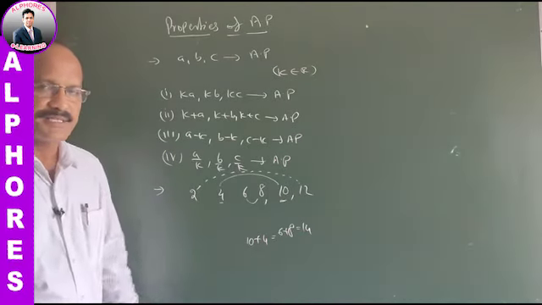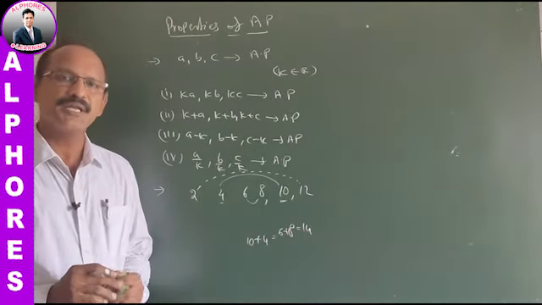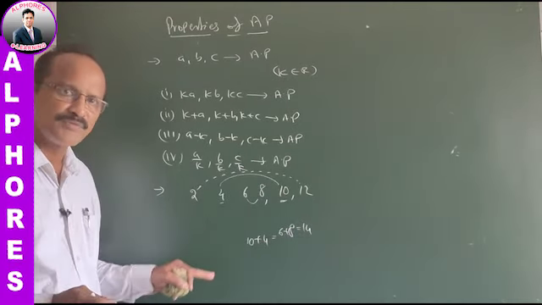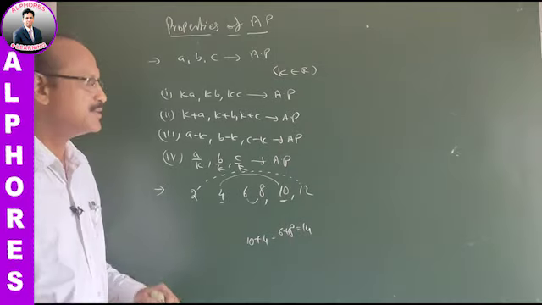That is, the sum of the terms of an AP which are equidistant from the beginning and ending is always the same and is equal to the sum of the first and the last. Right. Next point.